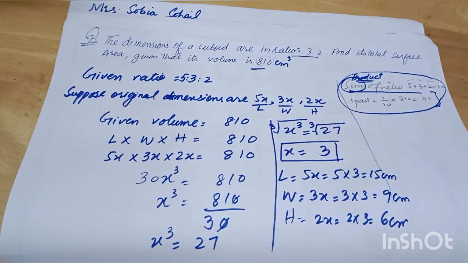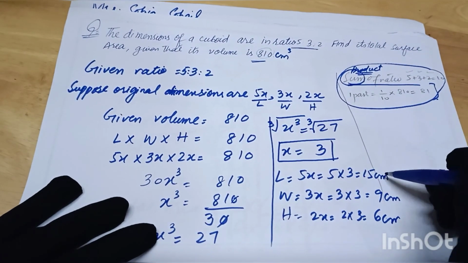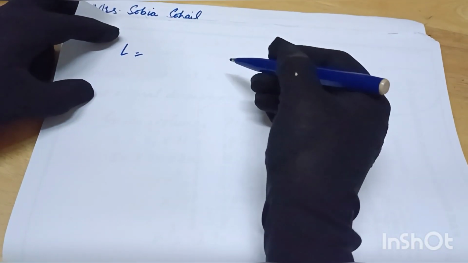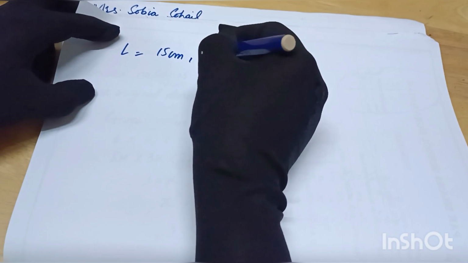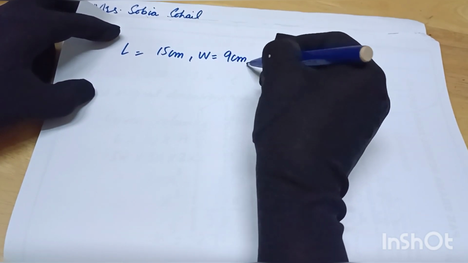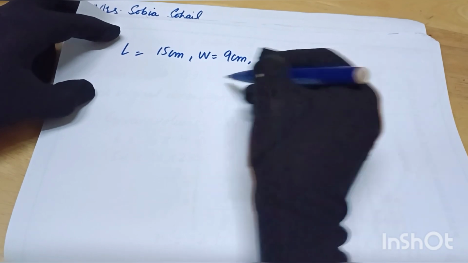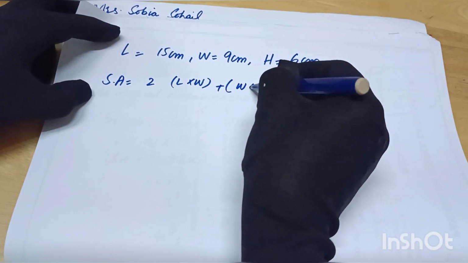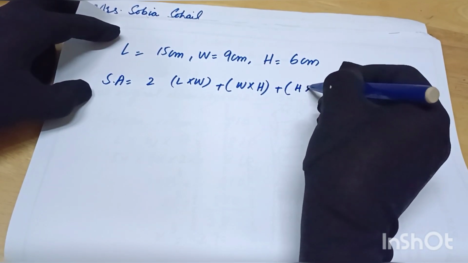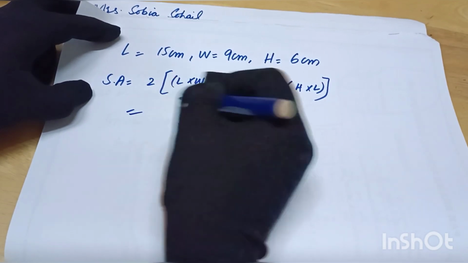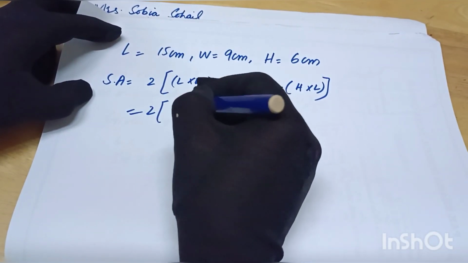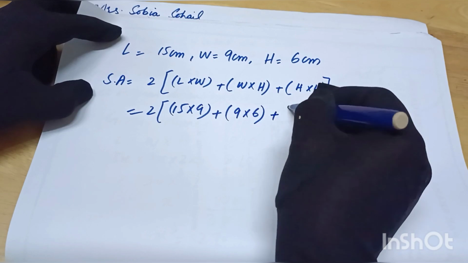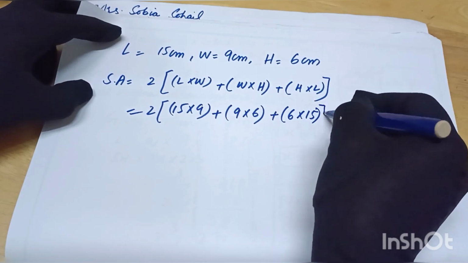And next, the surface area will be found if the length, width and height are these. So we will keep in mind length is 15 centimeter, width is 9 centimeter and height is 6 centimeter. So surface area is length multiply width plus width into height plus height into length, and whole 2 times. Length into width, 15 times 9 plus 9 times 6 plus 6 times 15.